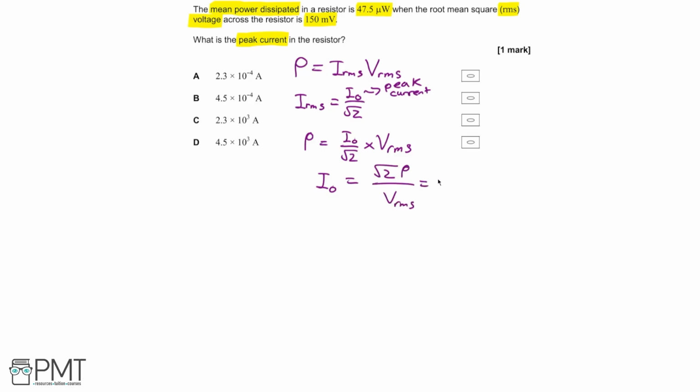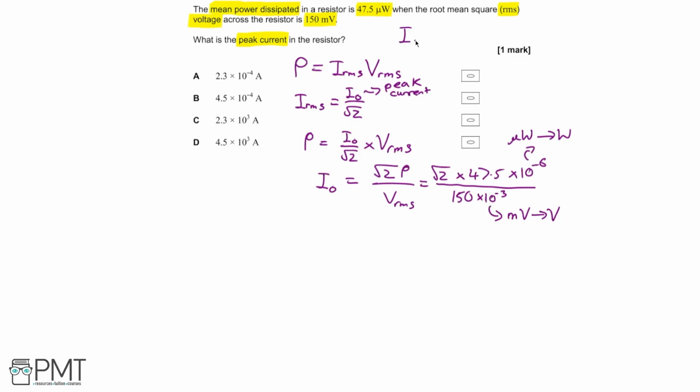This leaves us with the square root of 2 multiplied by 47.5 times 10 to the minus 6. That's from converting microwatts to watts, and the micro has the power of 10 to the minus 6. And then VRMS is given by 150 times 10 to the minus 3, where the 10 to the minus 3 comes from converting millivolts to volts. So the milli has an associated power of 10 to the minus 3.